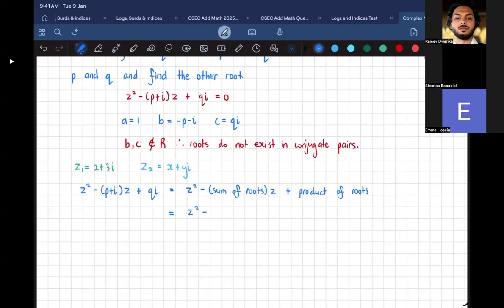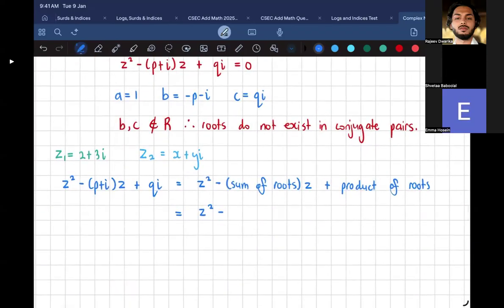Now, I'm going to write the sum of the roots. The root that they gave me was 2 plus 3i, and the other root, I don't know. You agree? I don't know what the other root is, right? So, I'm going to call that x plus yi because it will be a complex number, right? All right. And then the other one will be the product of roots.